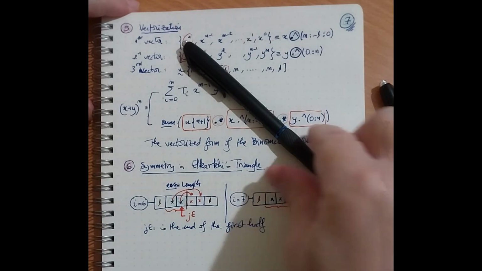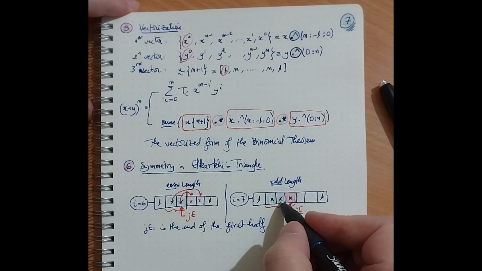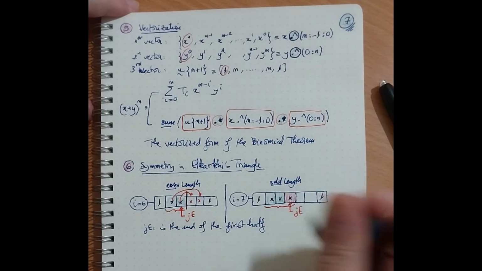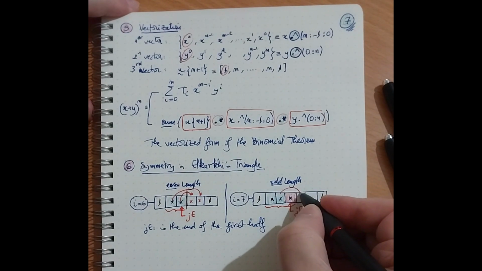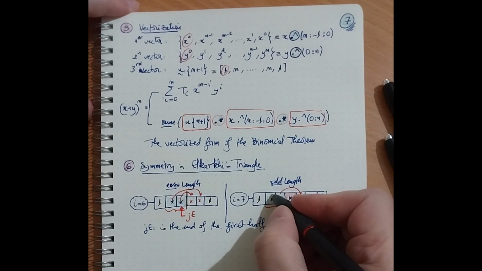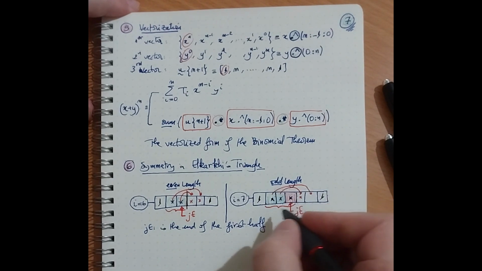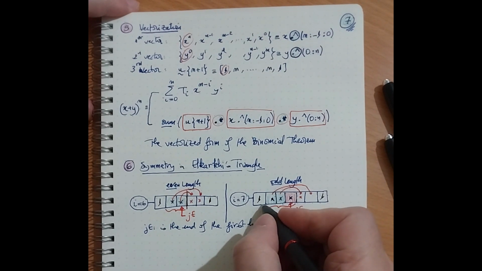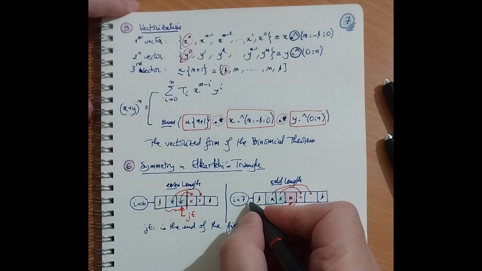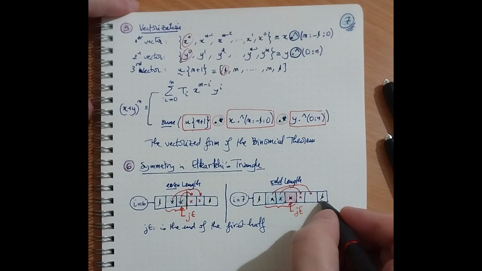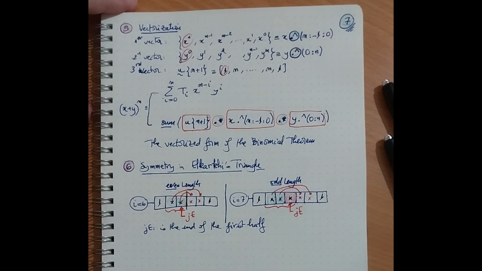But for the copy, we do not copy from JE, we copy from JE minus 1. So we copy that one here. Let's also use color. We copy that here, and this one here. Observe that we copy in the reverse order. We start from here and we go by step -1, while here we go by step +1. So this is the modification.